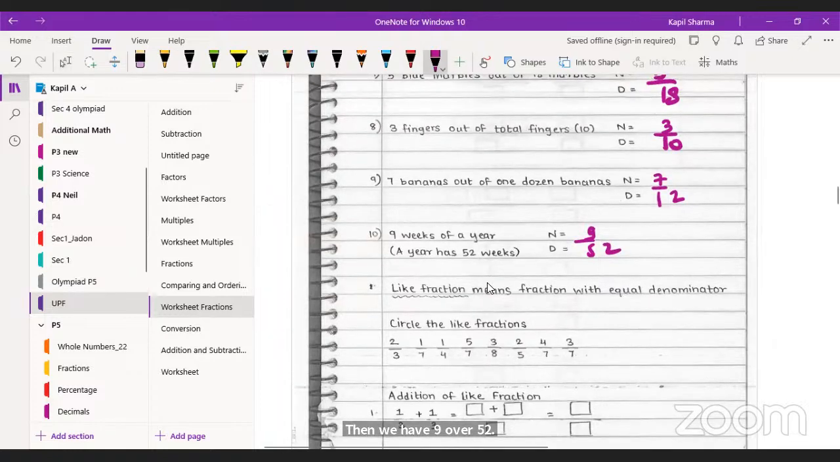Okay, let's try this one as well. So circle the like fractions here. So identify like fractions. Look at these. 2/3. Devika.